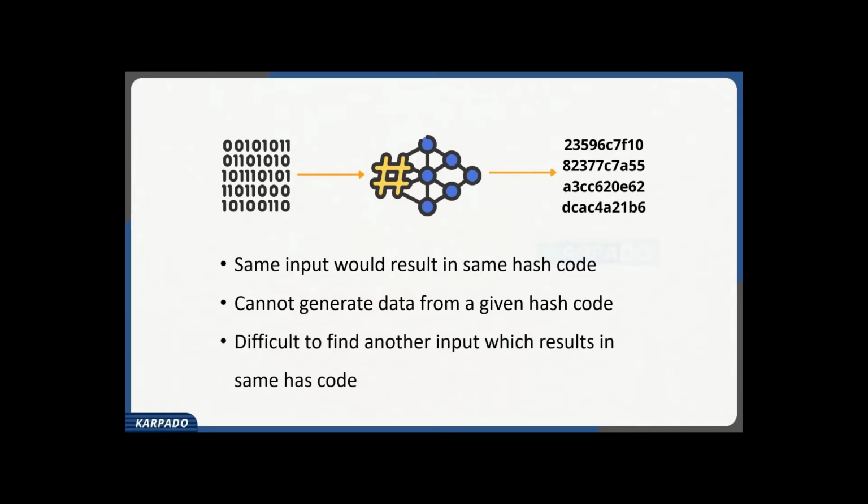It's really difficult to find another input which results in the same hash code, but it's not impossible. Well, you could have another input that might result in the exact same hash code, but the probability of finding it is so rare that you don't even have to worry about it.